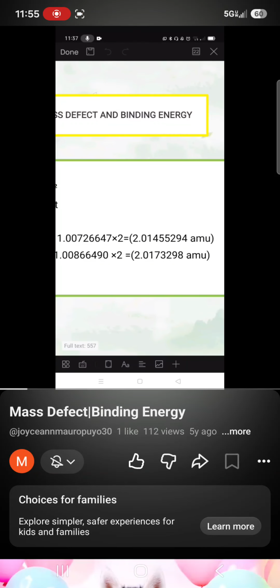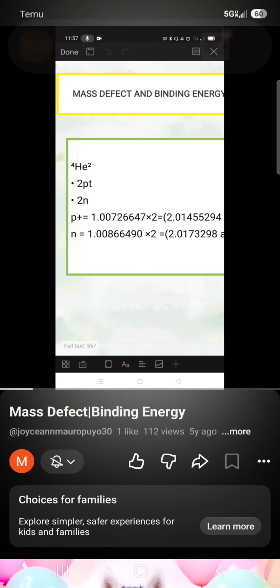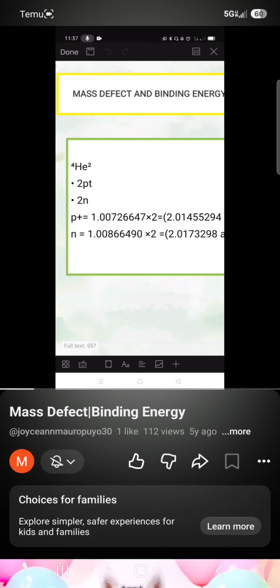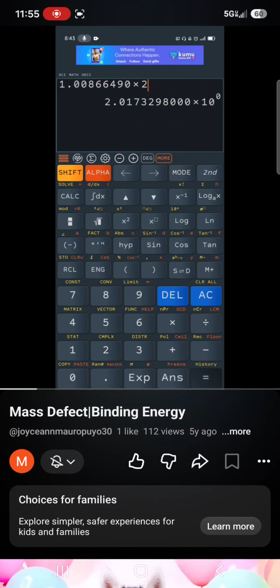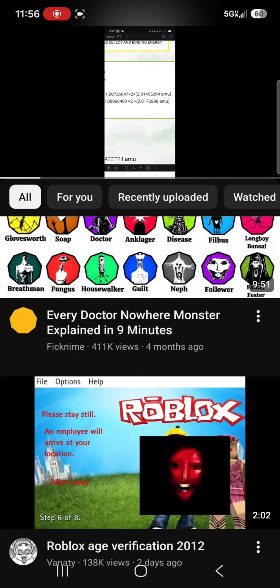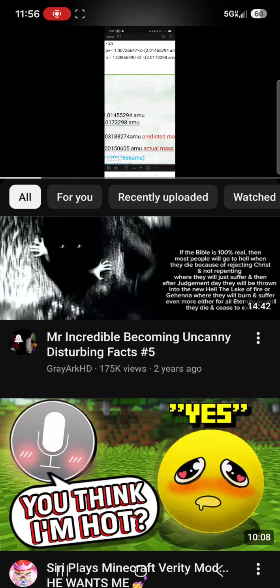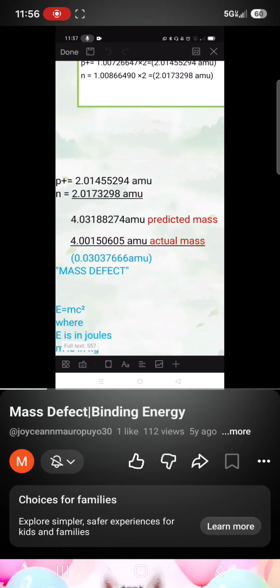Then we get 2.014559294 AMU, or atomic mass units. And the neutron has a value of 1.00866490 times 2 because we have 2 neutrons. So we got 2.0173298 atomic mass units. These two we are going to add to get the mass of the helium.